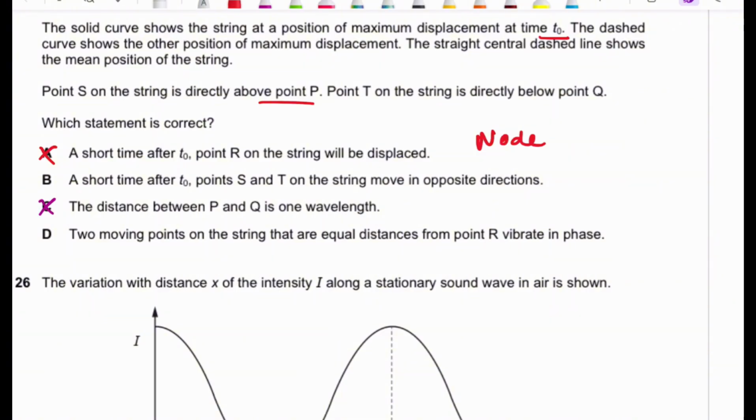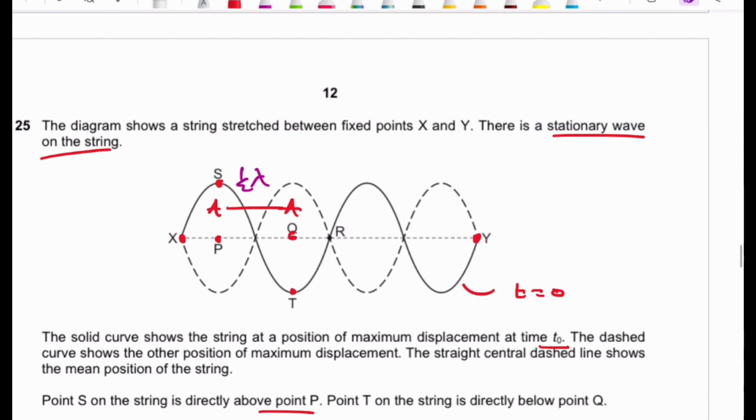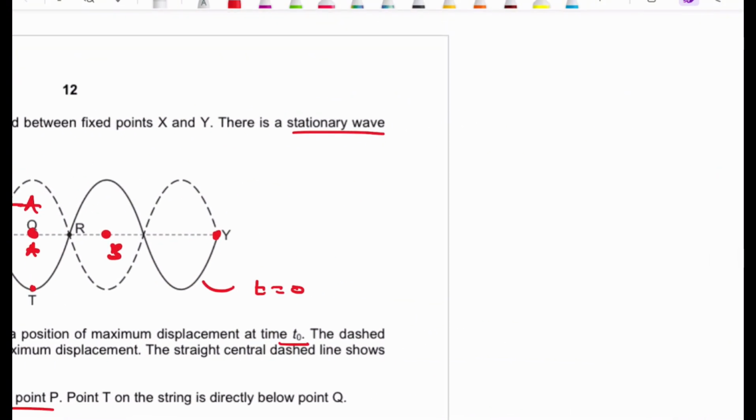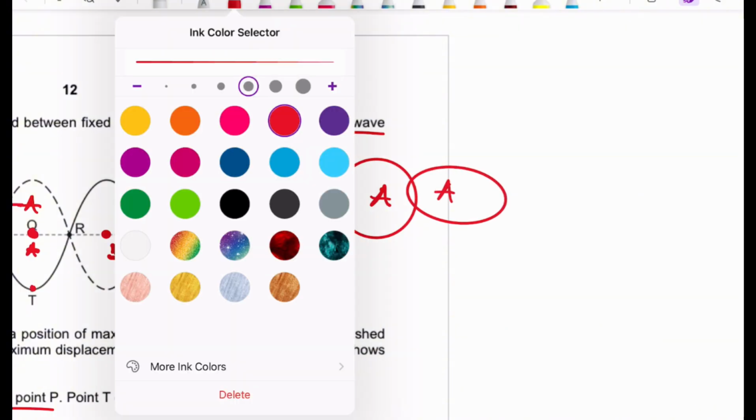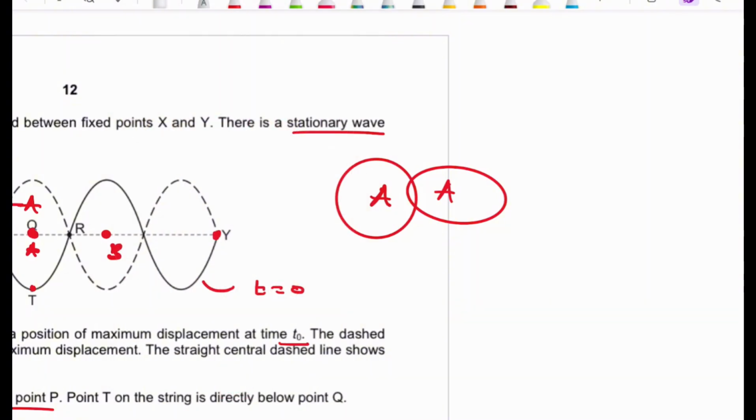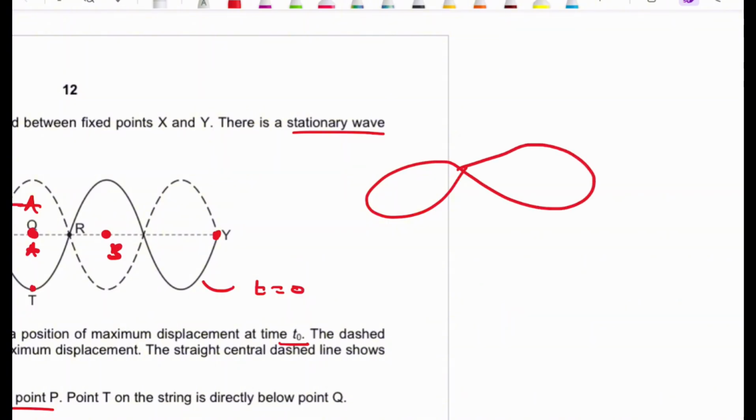D: the 2 points on the string that are equal distances from R vibrate in phase, right? So equal distance from R, it's basically somewhere here and somewhere here. Let's say it's point A and point B. But we know that for a stationary wave, adjacent antinodes are actually vibrating out of phase with 180 degrees, right?